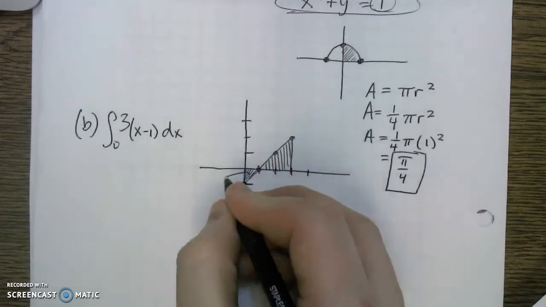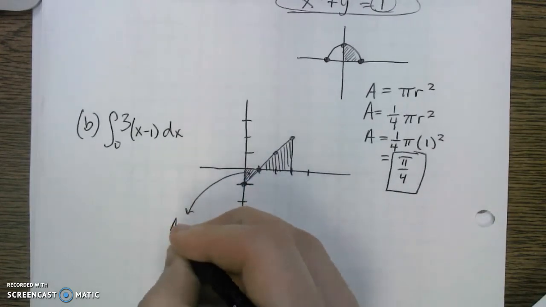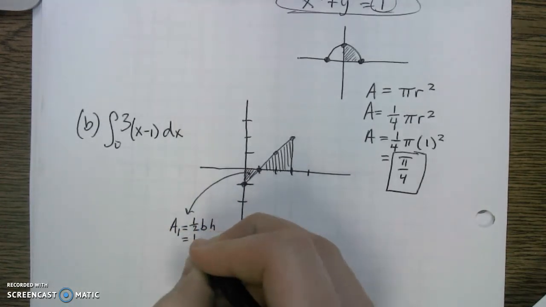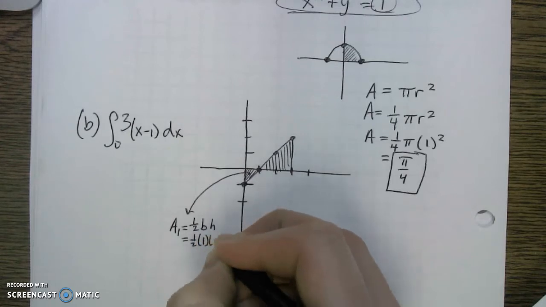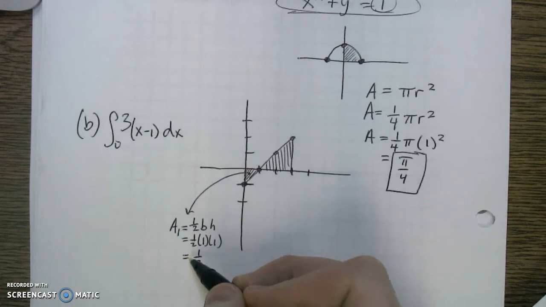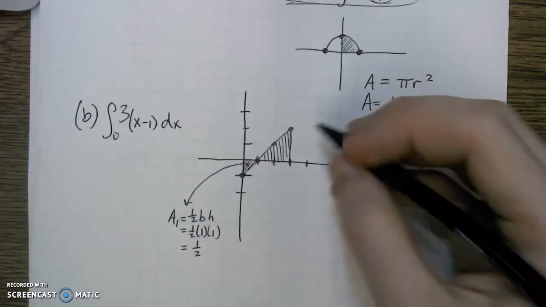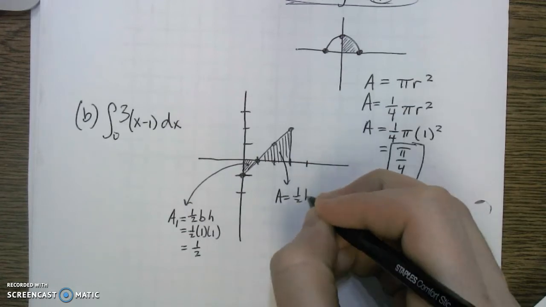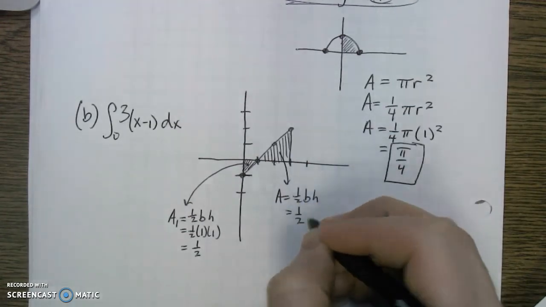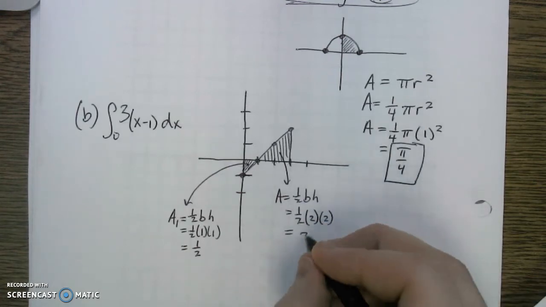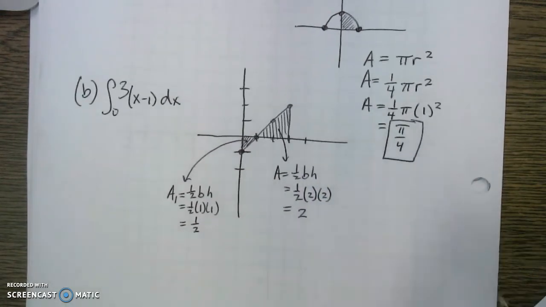And so let's call this area 1. And that's 1/2 base times height. And the base is 1 and the height is 1. So this has an area of 1/2. But it's negative because it's below the x-axis. And this area, if we've got a triangle, 1/2 base times height, the base is 2, the height is 2, so we get an area of 2, and it's positive because it's above the x-axis.